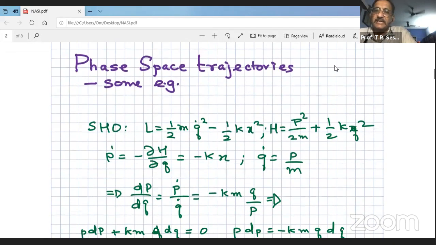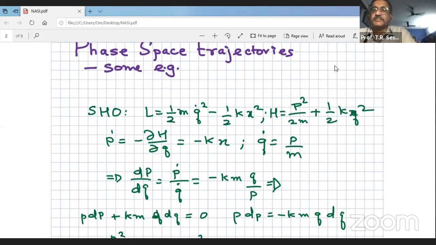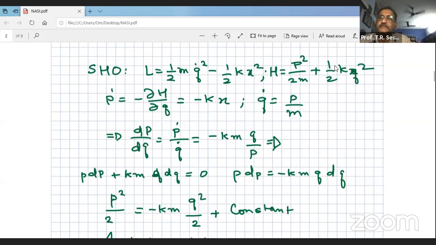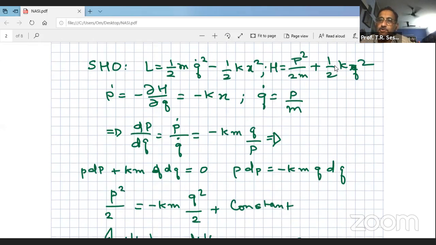And yesterday I gave some examples of phase space trajectories. So I will be building on it more, and I'll recapitulate this also. As I said, for a simple harmonic oscillator, we have this Lagrangian, half m q dot squared minus half k x squared. And the corresponding Hamiltonian I write as H equals p squared by 2m plus half k q squared. And then I can write the p dot and q dot from the Hamiltonian equations of motion.